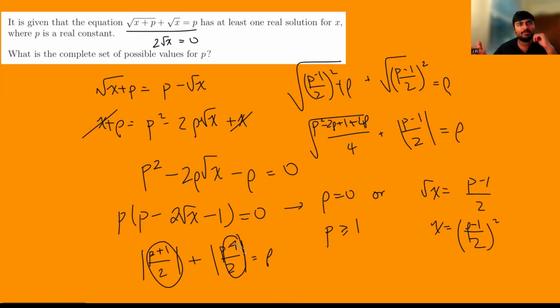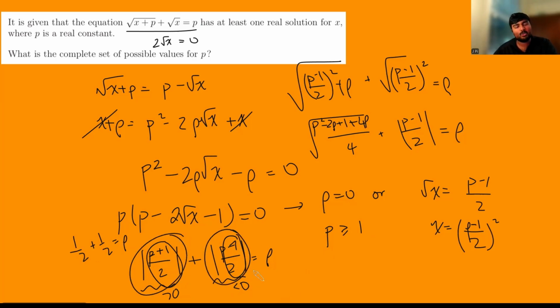Cool. What if p is between minus 1 and 1? Well, this first bracket here will be negative, but this will be positive, and then you get the p's cancelling out, and you get a half plus a half is p, and so you get back to p is 1, which we already know works. And what if p is negative? Well, we don't need to check that. If p is negative, this is a modulus, this is a modulus, that's going to add up to a positive number, and so wouldn't be able to equal p.